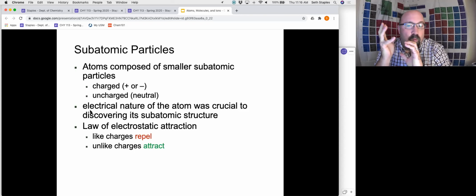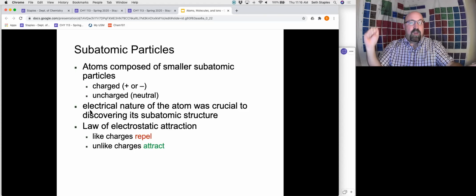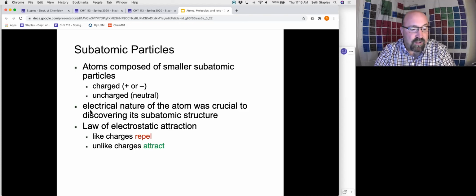And so through a lot of this as well, we have to remember some of the basic laws of what we call electrostatic attraction. And again, most of this is pretty intuitive and things that you know. Like charges will repel each other. Two positive charges start to come near each other, those positive charges are going to repel. Opposite charges attract. Positives and negatives will attract each other. And these laws of electrostatic attraction really sort of govern how the atom is set up as well. We'll see how that works as we go on.